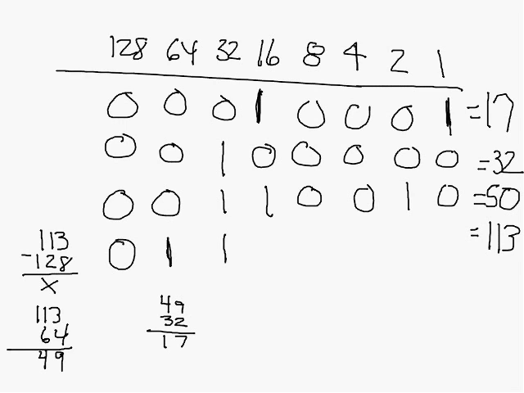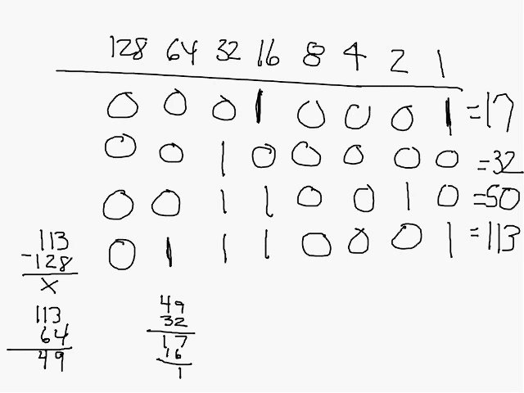is 17 remaining. Can you put 16 into 17? Yes. So we put a 1 in the 16 column. We have a remainder of 1. The remainder of 1 will go in the ones column. And now you have 64 plus 32 is 96, plus 16 makes 112, plus 1 makes 113. And that's how you can get 113 from decimal to binary or vice versa really quick.